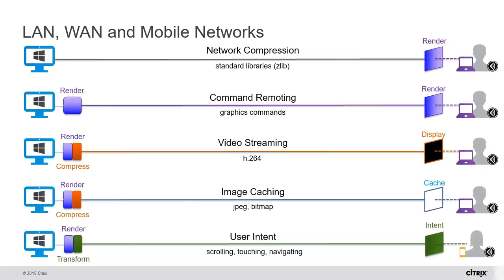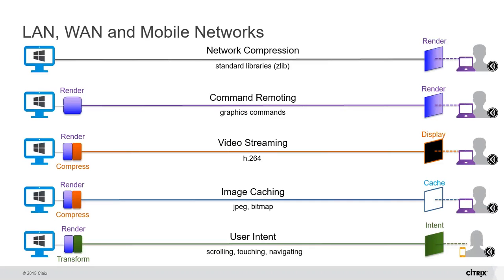It's all based on the different types of technologies that are being used. So you can do LAN, WAN, and mobile networks, and it's all because there are lots of different ways that we can transport that data across the network. You can compress it, you can do remoting, video streaming, image caching, and the new one is user intent. At least that's what I call user intent, and this is really the Frame Hog.